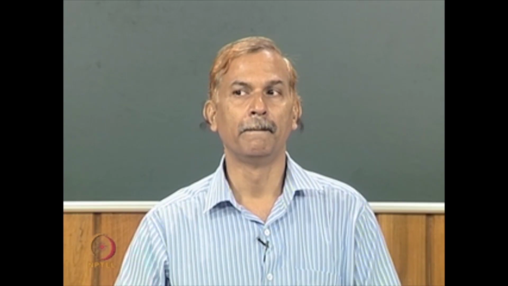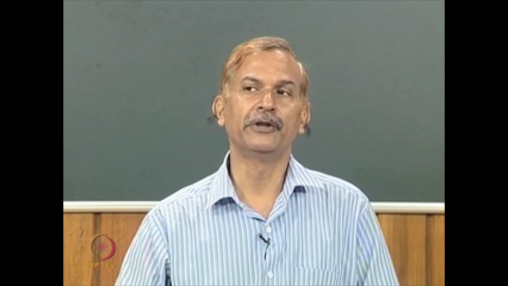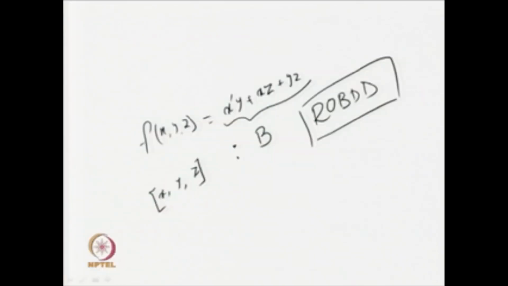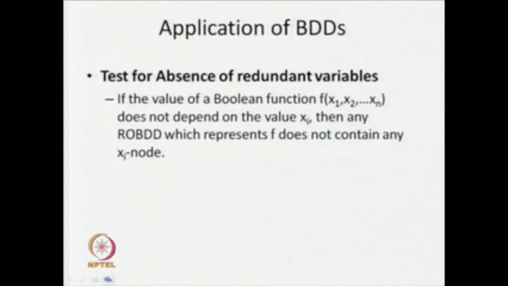Now, once we have this ROBDD representation of the Boolean function, what can we do? Already we have mentioned that in most cases we are going to get a compact representation of our Boolean function, and after that we can do some operations and manipulation on those BDDs also. So, for any function we are going to have the BDD representation. Now, these BDD representations are going to help us take some decisions very quickly. So, what are those decisions?